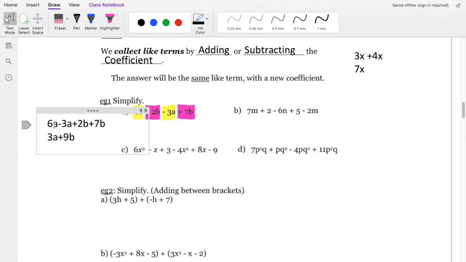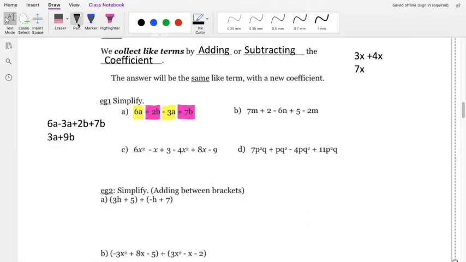Now the a's don't move, they're solid. They stay the same. Think about it, if I have 6 apples and I take away 3 apples, I don't have 3 apples squared or something like that. I just have 3 apples. There's like 2 bananas and 7 bananas. I add those together, I get 9 bananas. But the variable stays the same when you're collecting like terms. It's not going to become a square. Adding 2b and 7b together doesn't give me 9b squared. It just gives me 9b.